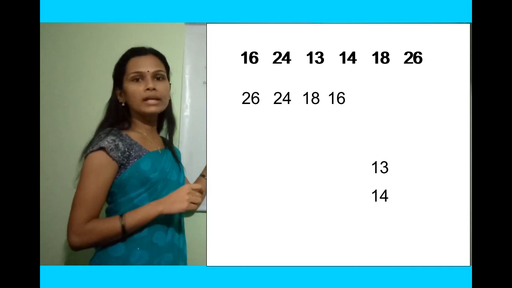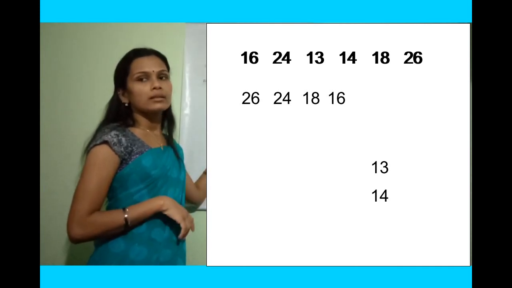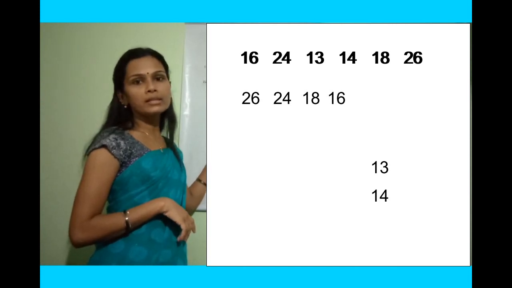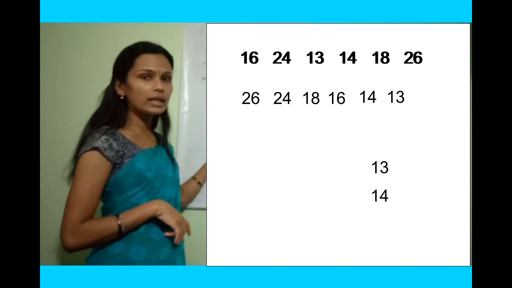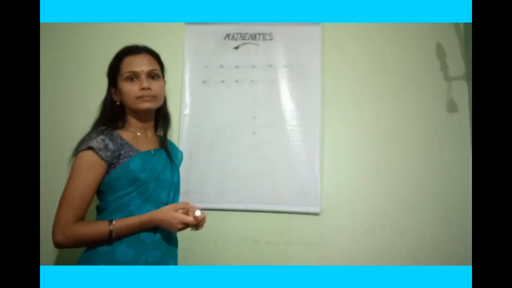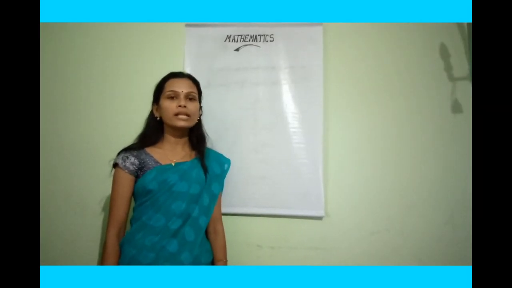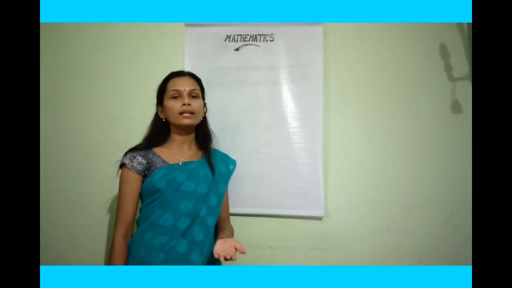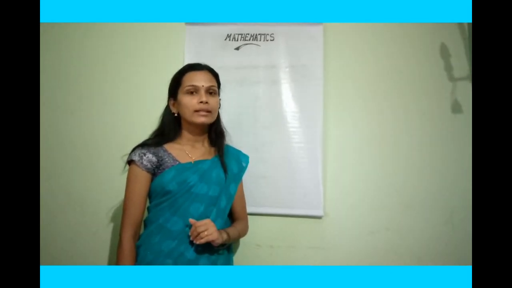Now we have to arrange 2 more numbers, 14 and 13. It is clear that 14 is greater than 13. So after 16 you have to write 14. After that and at last we have to write 13. So dear students, now we studied how to arrange the numbers in ascending order and descending order. Shall we move on to the next topic?